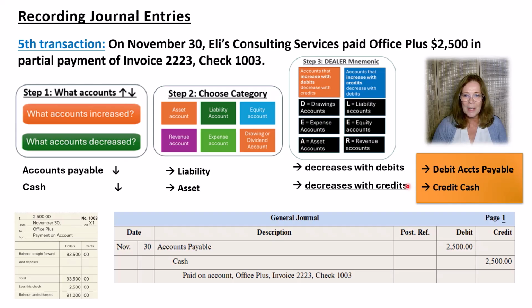To record this transaction, we write the date into the date column, the accounts payable account into the description column, and $2,500 into the debit column. On the next line, we slightly indent and write cash in the description column and $2,500 into the credit column. On the third line, we write paid on account, Office Plus, invoice 2223, check 1003.